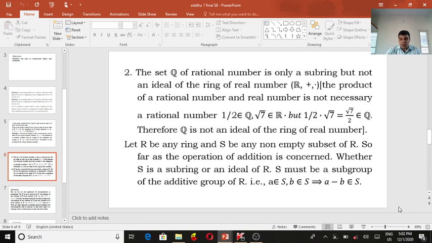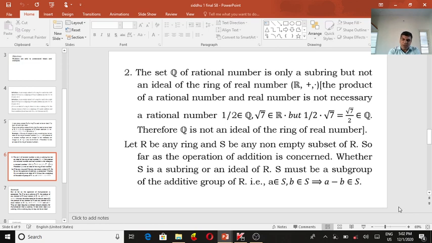Let R be a ring and S be a non-empty subset of R. As far as the operation of addition is concerned, whether S is a subring or an ideal of R, S must be a subgroup of the additive group of R. I take an example: A belongs to S, B belongs to S.